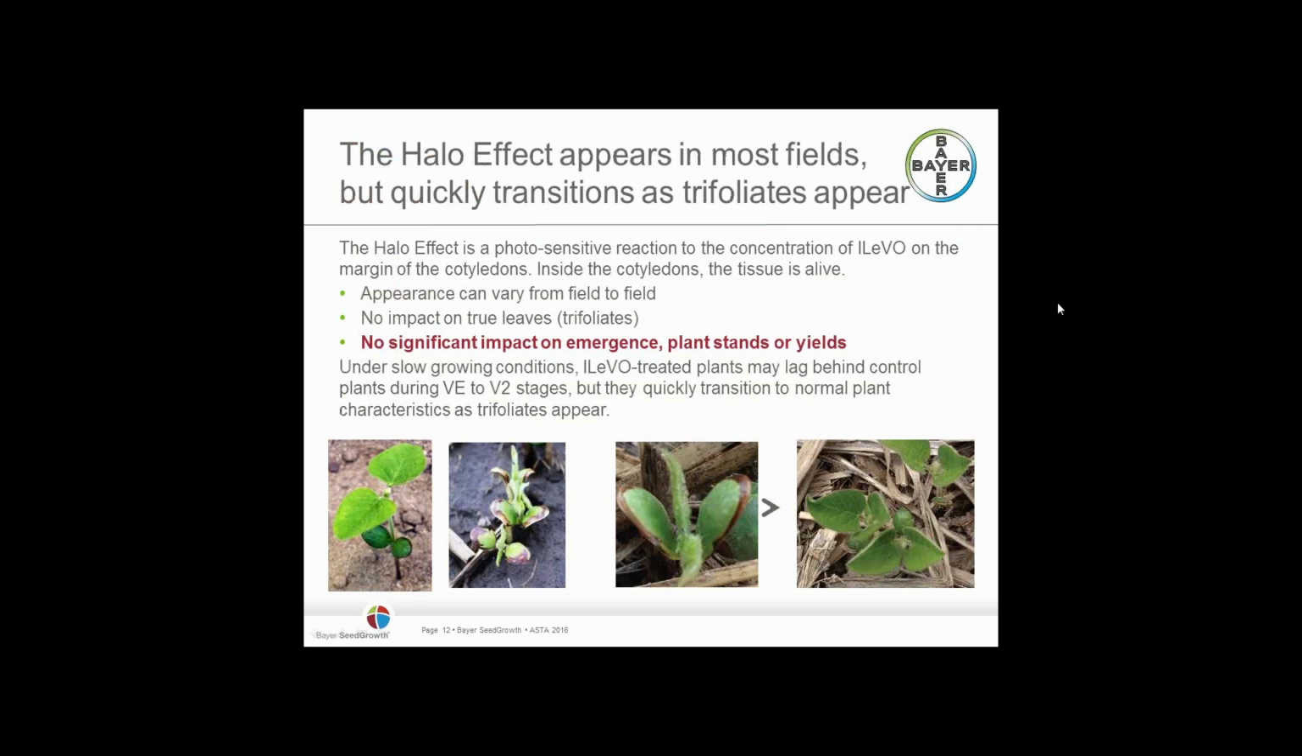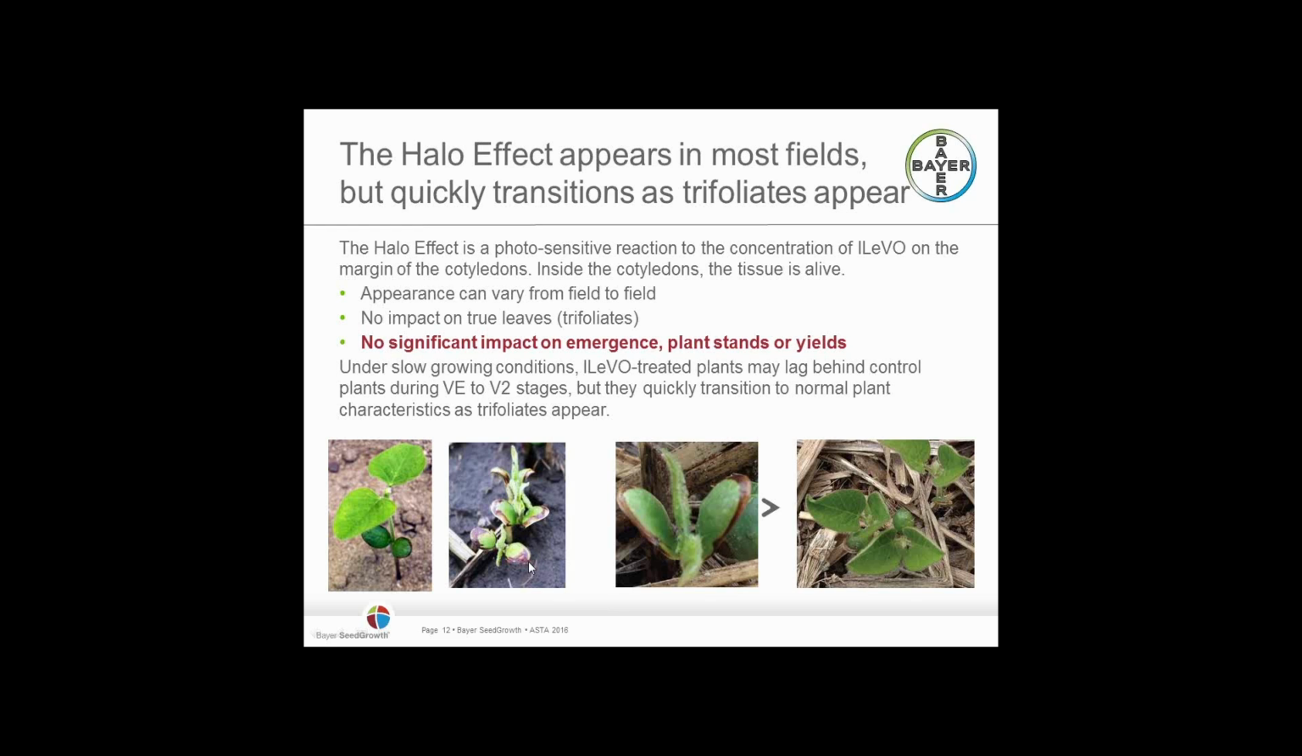Okay, before I wrap up, for those of you who may not have had any experience with Olivo, I did want to mention something called the halo effect. This is a small amount of phytotoxicity that goes on with soybean plants that have been treated with Olivo. It occurs predominantly on the cotyledons. It really doesn't extend up into the plant. But what we see here is a chlorosis or necrosis occurring on the edges of the cotyledons. You can see it in these pictures down here.